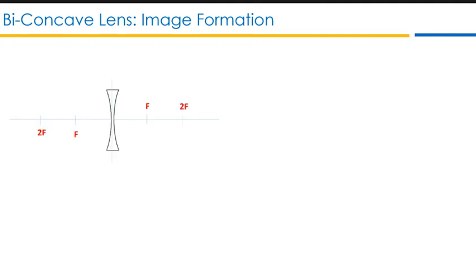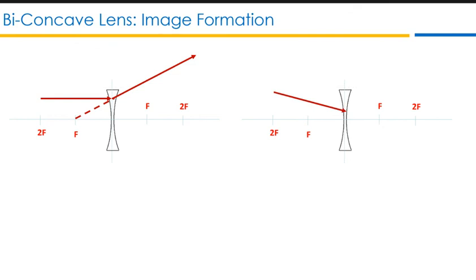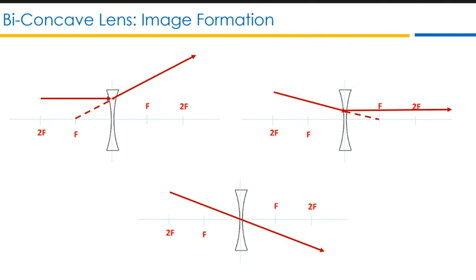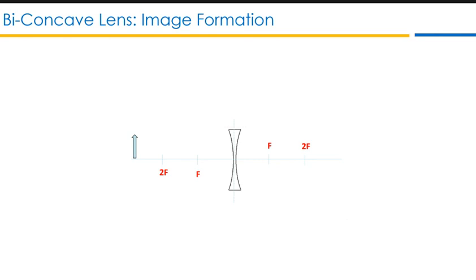In ray diagrams, any ray that is parallel to the principal axis diverges in such a way that it seems to be coming from the focus. Any ray that is coming towards the focus actually becomes parallel. And any ray that goes through the optical center is undeflected. We usually place the object some distance away, and this is an object.